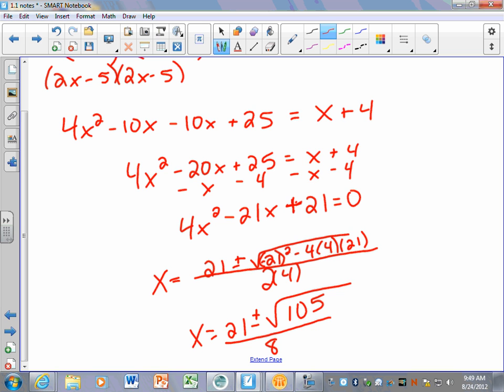I think 3 goes into it. 3 and 35, that doesn't get me anywhere. Those aren't perfect squares. So I feel pretty confident saying I can't break 105 down. Try a few perfect squares if you aren't sure. I can't break that down, which means I can't simplify that 8 with anything. So that's it. I would just leave it like this. Or remember, you are allowed to break it up into 2 fractions if you want. But that doesn't simplify, so I would just leave it like that.